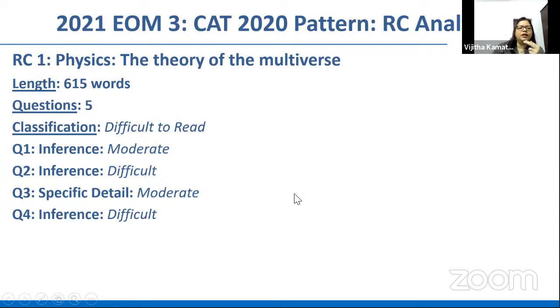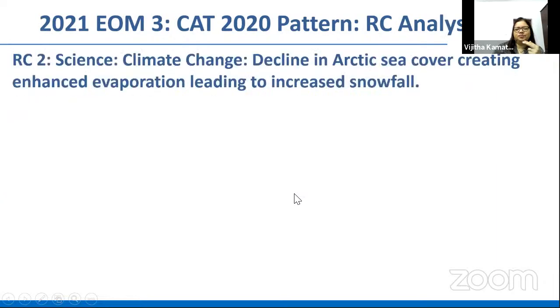What about our next passage, passage 2, to do with science, climate change? While the overall idea and the topic is a familiar one to us, this specifically dealt with the details of the decline in Arctic sea cover, that is the ice cover declining, which led to enhanced evaporation, which increased the snowfall occurring in the southern regions. All right, which is very technical.